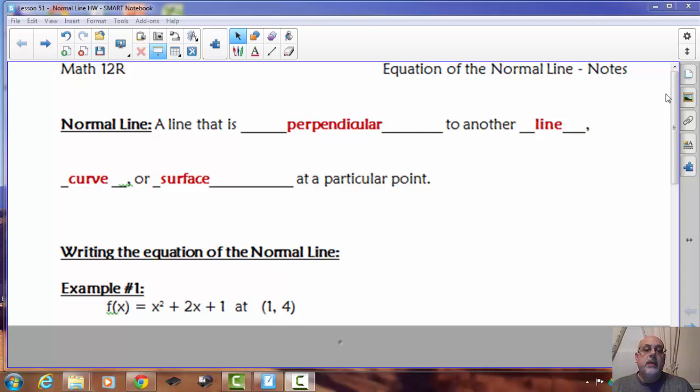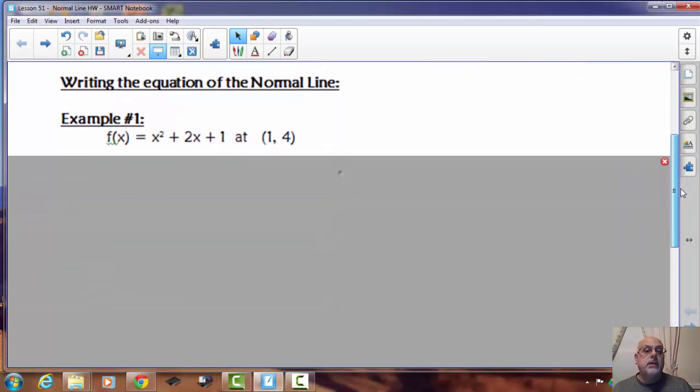Well, in order to write the equation of a normal line, you have to know what that is. A normal line is a line that's perpendicular to another line, curve, or surface at a particular point. Right now we've been looking at the equation of the tangent line, where it's tangent to the curve at a particular point. So we'll be looking at the equation of the normal line at that same point. The normal line will be perpendicular to the tangent. So let's take a look at this.